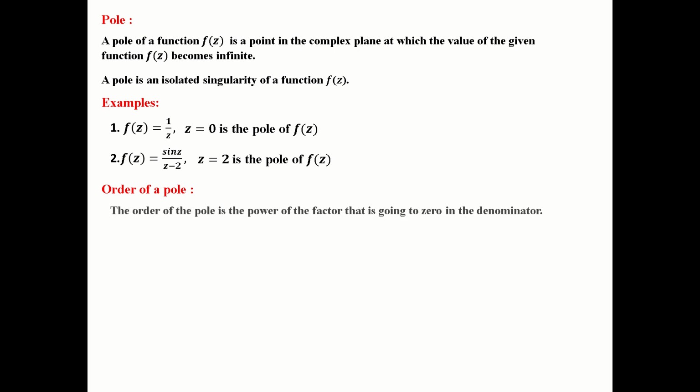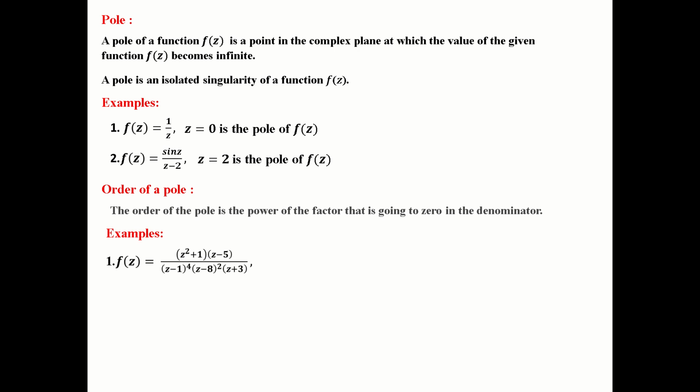Order of the pole. The order of the pole is the power of the factor that is going to 0 in the denominator. For example, take the function (z square plus 1) by (z minus 5) divided by (z minus 1) power 4, (z minus 8) power 2, (z plus 3). When z is equal to 1, the denominator's first factor, 1 minus 1, is 0, right? So something into 0, denominator 0. So the function f of z becomes infinite at z is equal to 1. So z is equal to 1 is a pole.